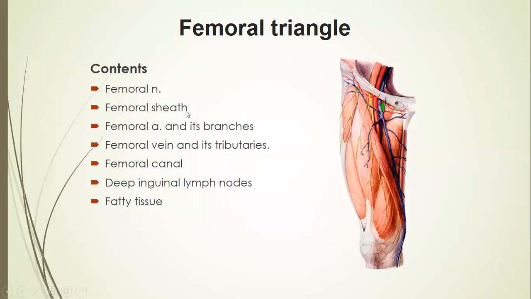I will show you how the femoral sheath is formed. But what lies within the femoral sheath? First is the femoral artery and its branches, and the femoral vein and its tributaries. So this is the femoral vein and its tributaries. And then there is a femoral canal. This is the area for the femoral canal, which contains the efferent lymph vessels and one deep inguinal lymph node. And finally, all structures are embedded in fibrofatty tissue.